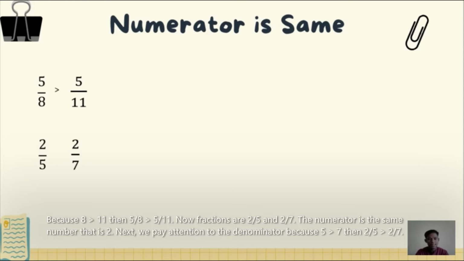Now, the fractions are 2/5 and 2/7. The numerator is the same number, that is 2. Next, we will pay attention to the denominator. Because 5 is less than 7, then 2/5 is greater than 2/7.